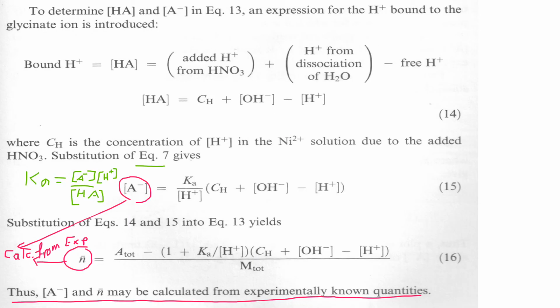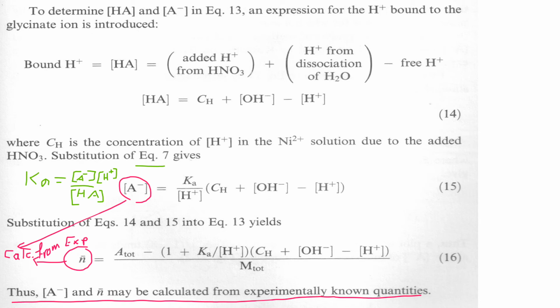Now, we have to determine the HA and A minus, because both give us the total glycine. Now, the H plus in solution, we add HNO3, as you know, bound H plus equals HA total, HA in solution, and this equals added H plus in the form of HNO3 plus H plus from H2O, which is from KW, and minus free H plus.